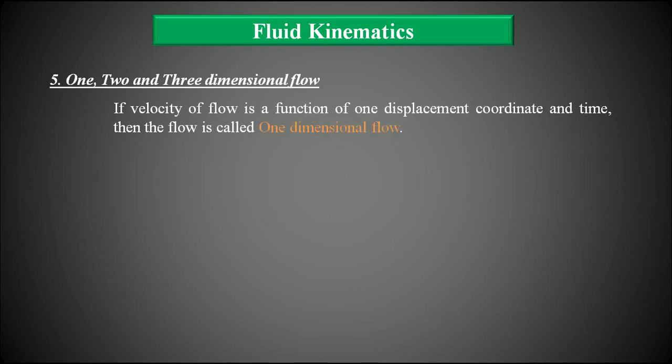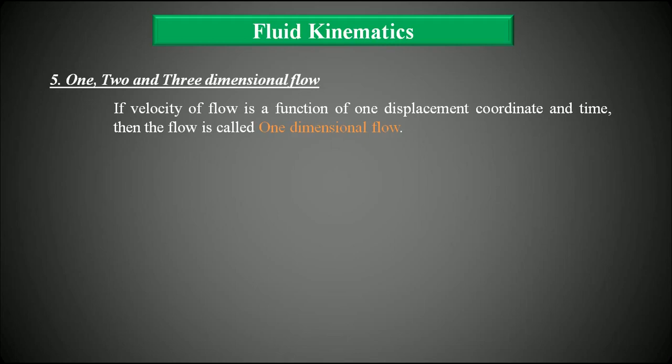And next we go for the fifth type: one dimensional, two dimensional, and three dimensional flow. According to whether the flow takes place in 1D, 2D, or 3D, we can classify the type of flow. With reference to the velocity direction, we can define the one, two, and three dimensional flow. So first we discuss one dimensional flow. What do you mean by one dimensional flow exactly?